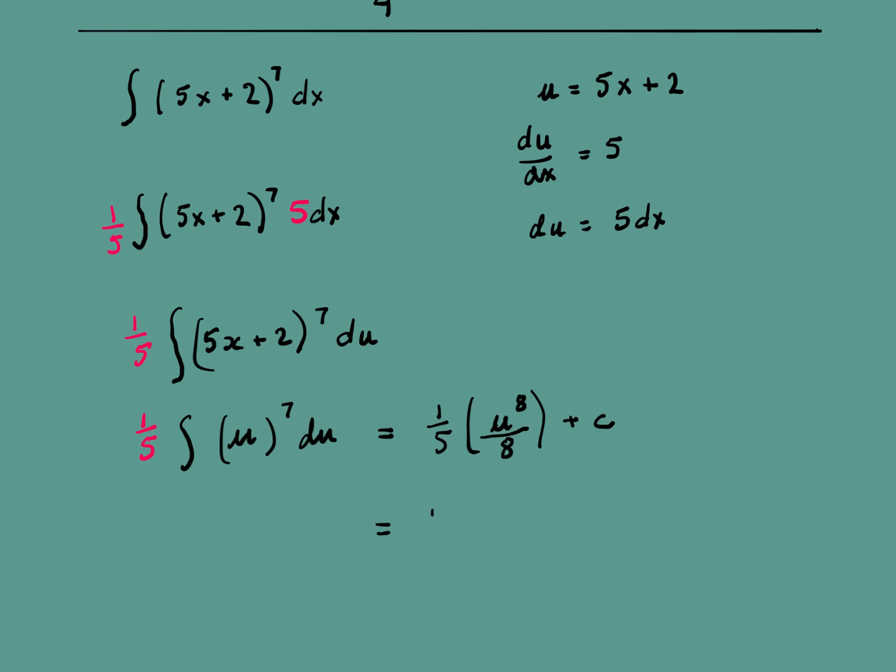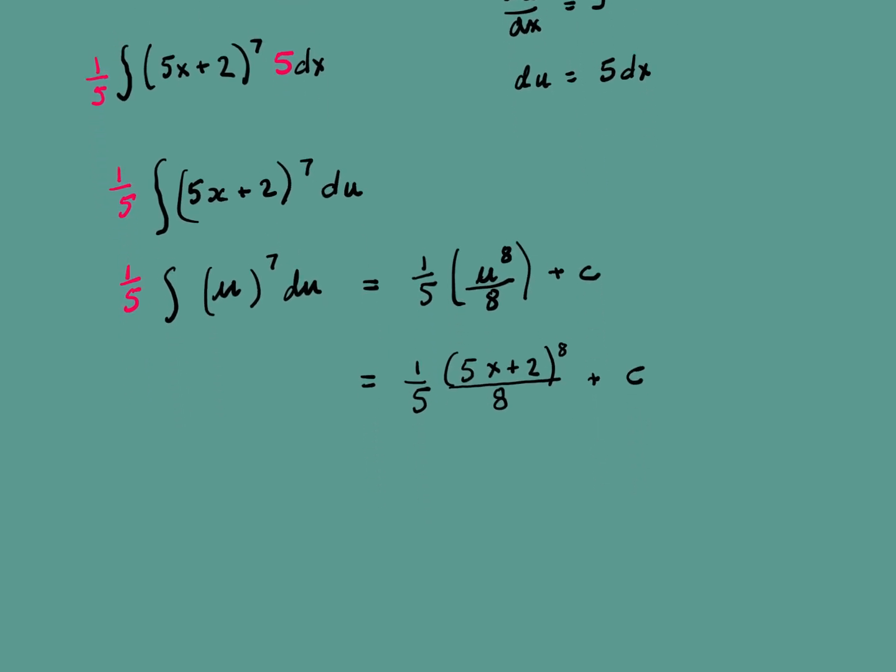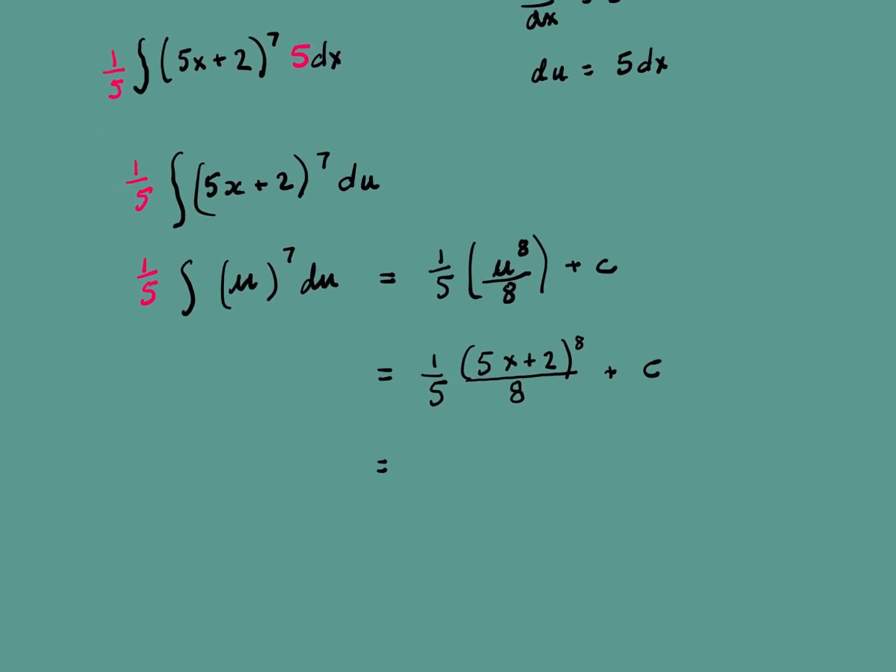So that's 1 over 5. U was 5x plus 2, all to the power of 8 over 8 plus c, and of course we can multiply the denominator so it doesn't look so bad, so we will have 5x plus 2 to the power of 8 over 5 times 8 is 40 plus c, and that's the end of our result.